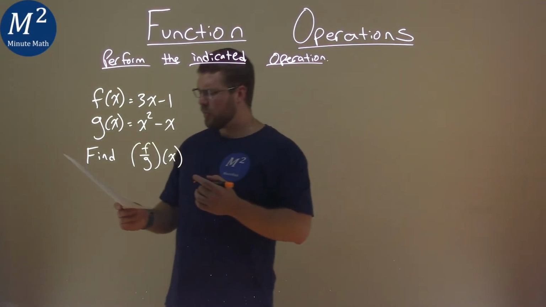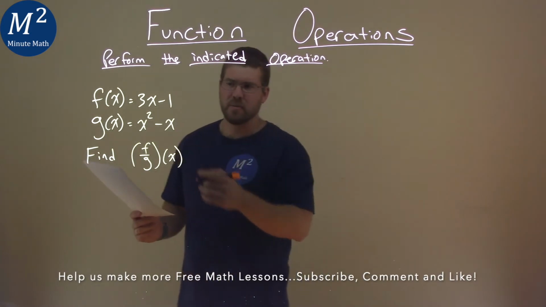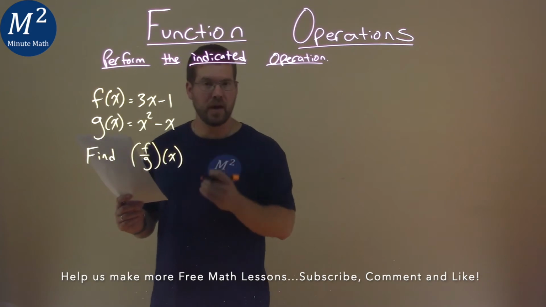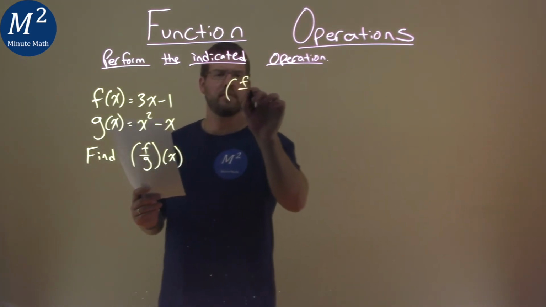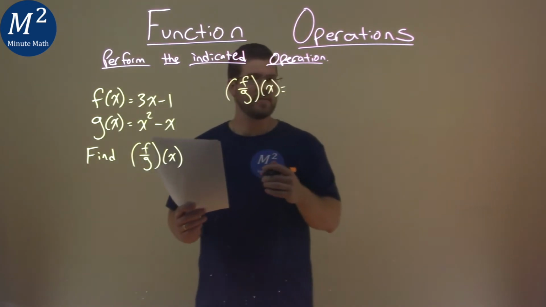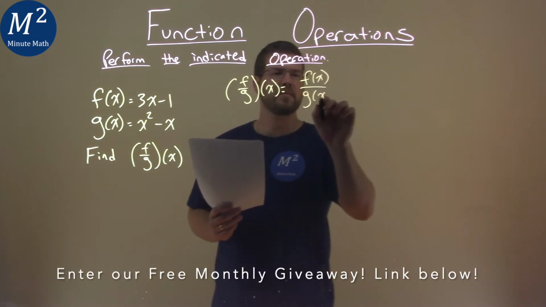We're given this problem right here. f of x equals 3x minus 1, and g of x equals x squared minus x, and we need to find f over g of x. Well, what is f over g of x? Well, f over g of x is f of x over g of x.